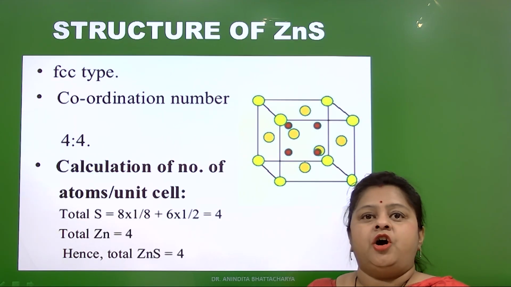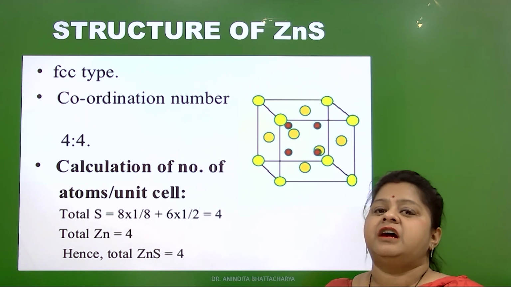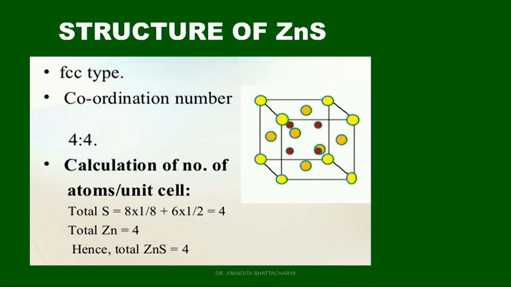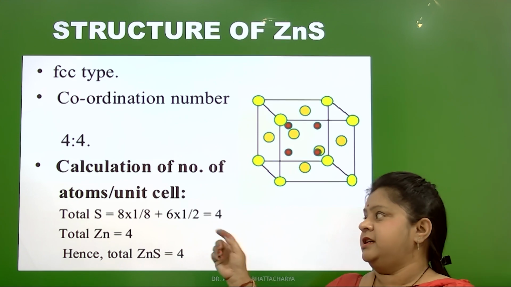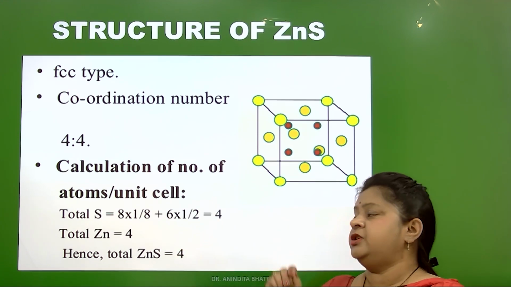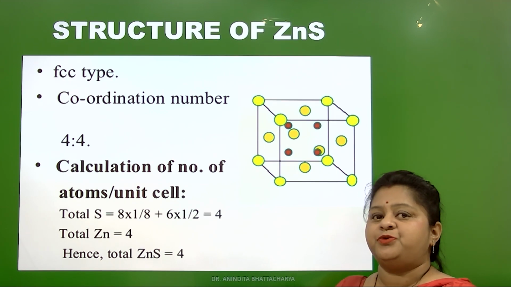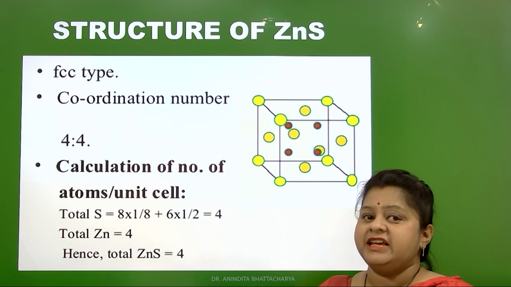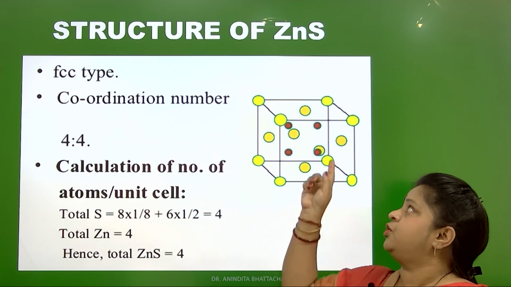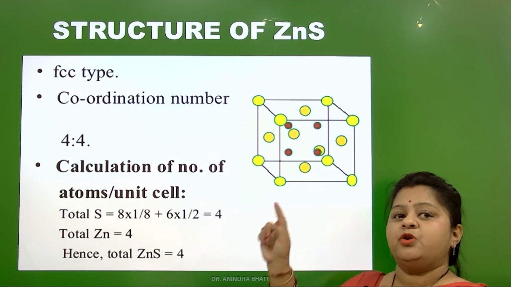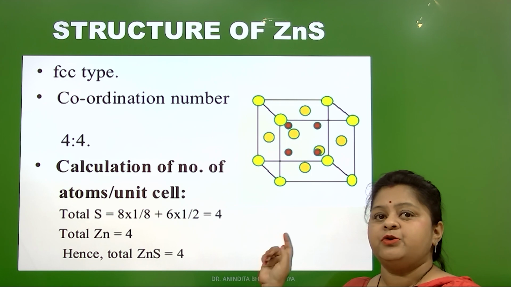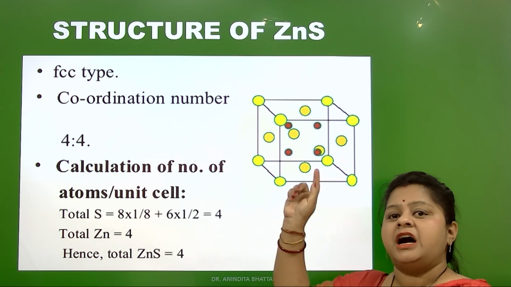In the structure of ZnS, which is a face-centered cubic type, coordination number is 4:4. How is it 4:4? Total sulfur is 8 into 1 by 8, that is 1, plus 6 into 1 by 2, that is 3. So 1 plus 3 is equal to 4. And total zinc present is also 4. So total ZnS is equal to 4. Red ones are your zinc.